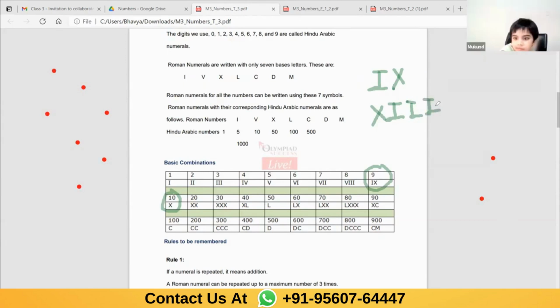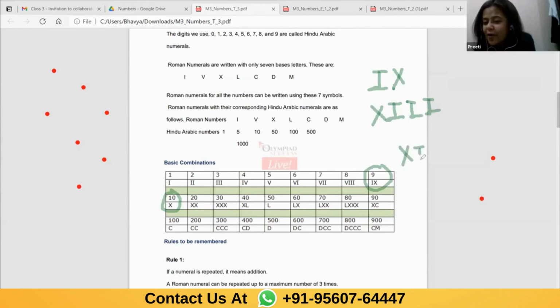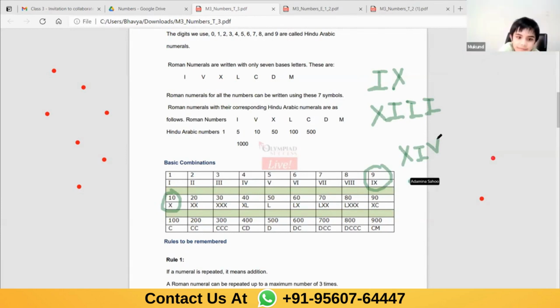What about 14? 10 plus 4 is 14. I know symbol of 10, I know symbol of 4, so this problem is over. Once you know symbol of 4, symbol of 6 and symbol of 9, it becomes very easy. You can use it everywhere. Am I clear, children? Am I making sense? Yes, ma'am. Any doubt you want?